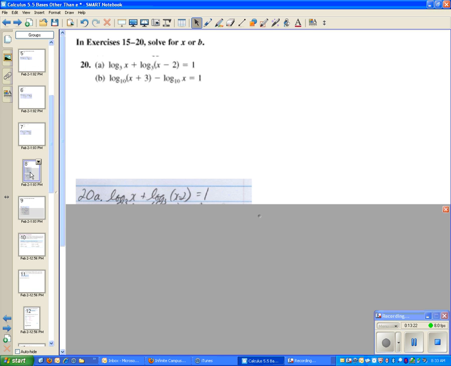Number 20. Now we're still solving for x. No, wait a minute. 20. Yeah, okay. My bad. I was looking at the wrong thing on my paper. All right, on number 20, we're still solving for x or b. For part A, it'll be x. All right, but look, this is quite a bit more complicated looking, right?